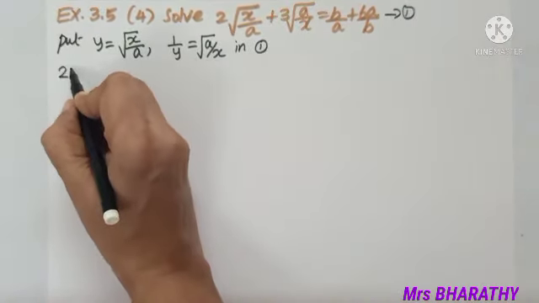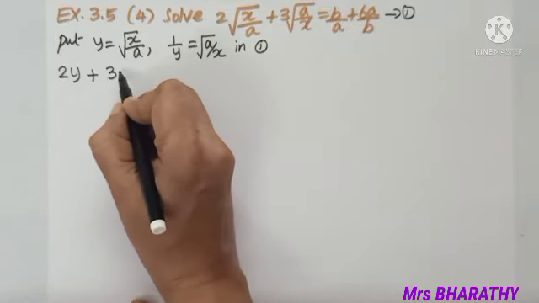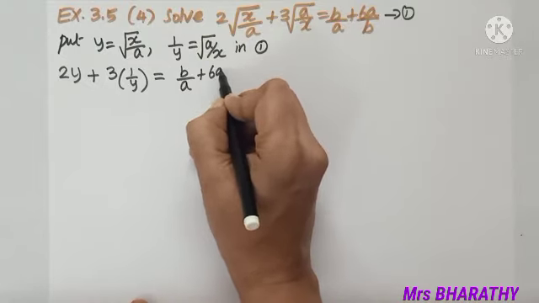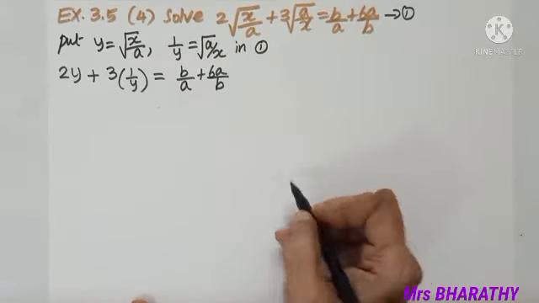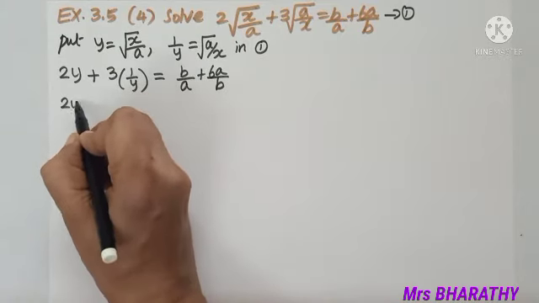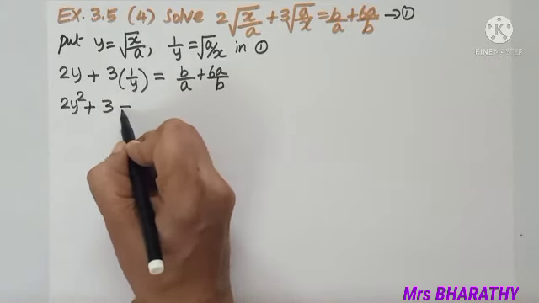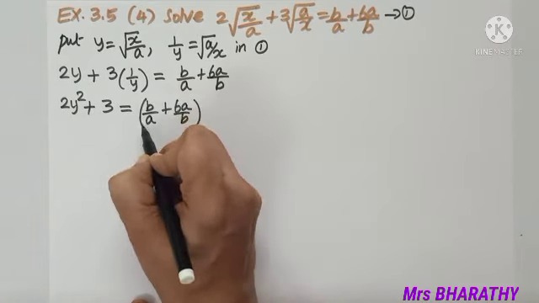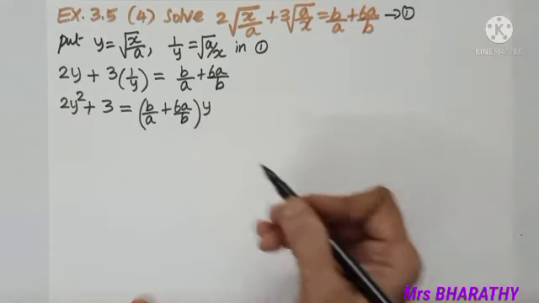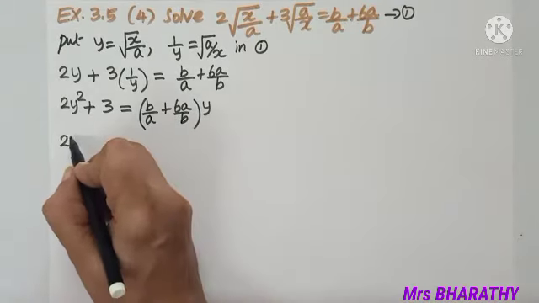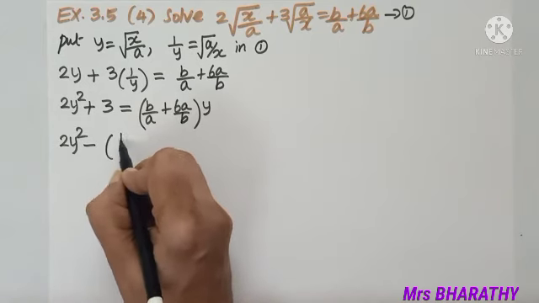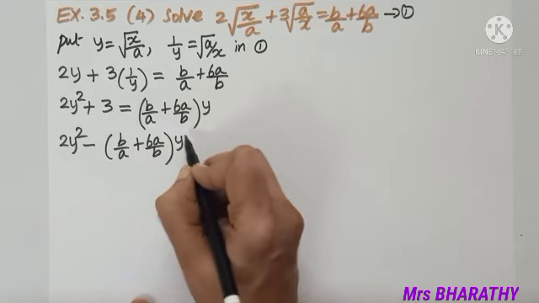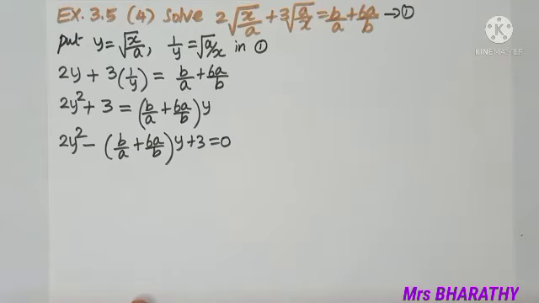So this we shall substitute in equation number 1. We get 2y plus 3 into 1 by y equals b by a plus 6a by b. As we cross multiply with y, we get 2y squared plus 3 equals b by a plus 6a by b into y. As I bring to the left, I get 2y squared minus b by a plus 6a by b into y plus 3 equals 0.